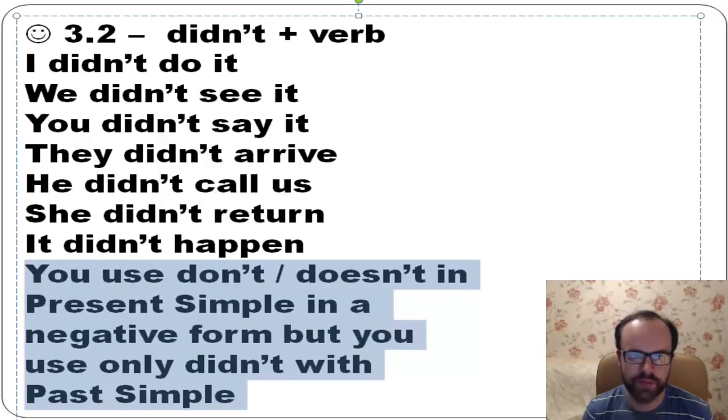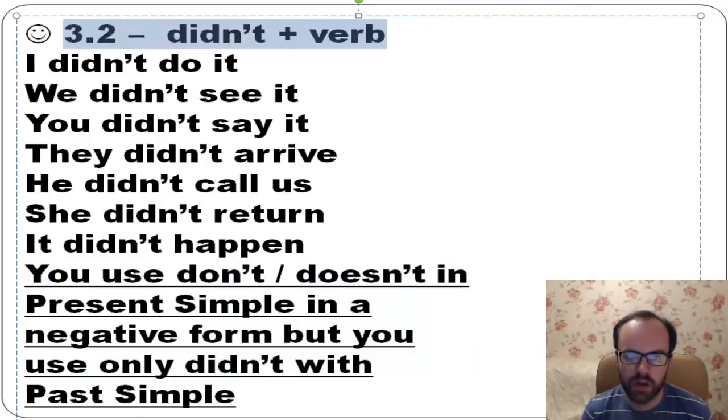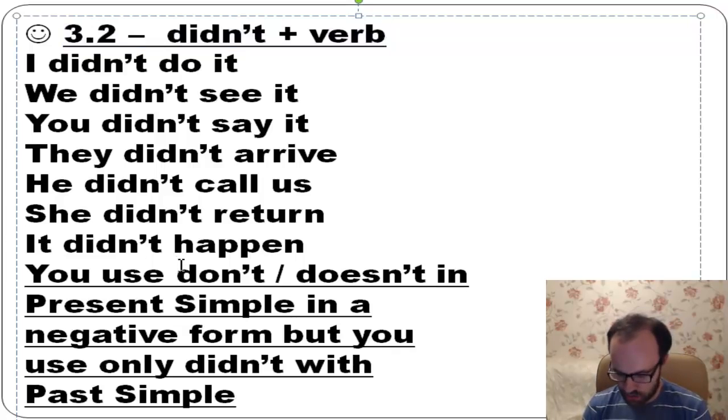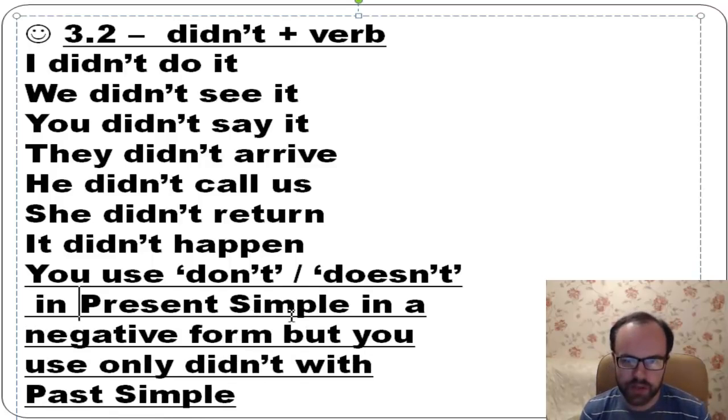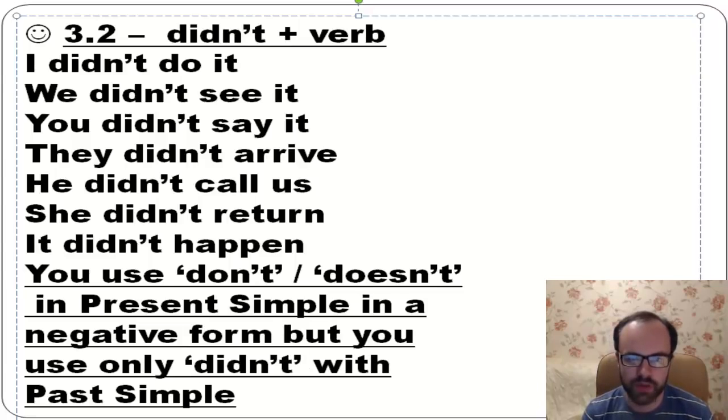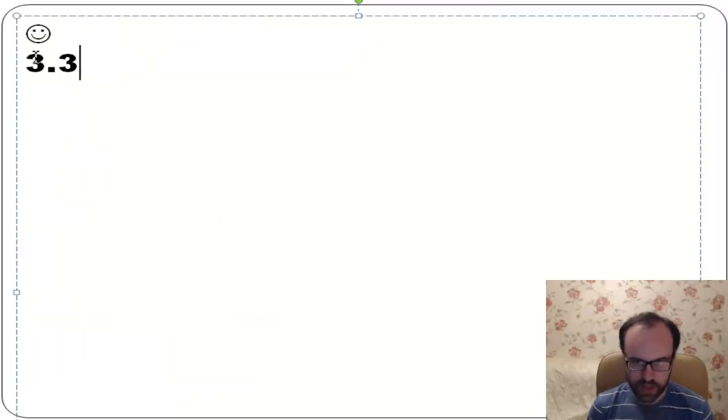Okay? So you see, didn't plus verb. I didn't do it. We didn't see it. You didn't say it. They didn't arrive. He didn't call us. She didn't return. It didn't happen. So you use don't or doesn't in present simple in a negative form, but you use only didn't with past simple. Good. So how to form a question?